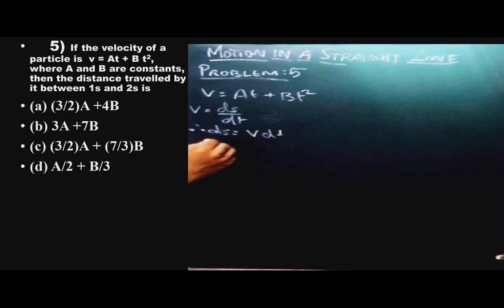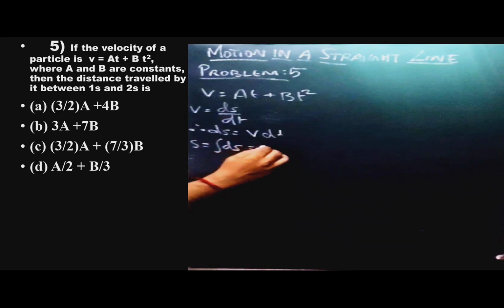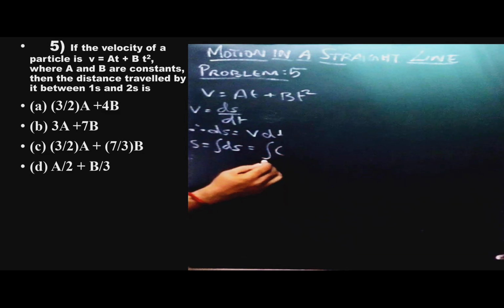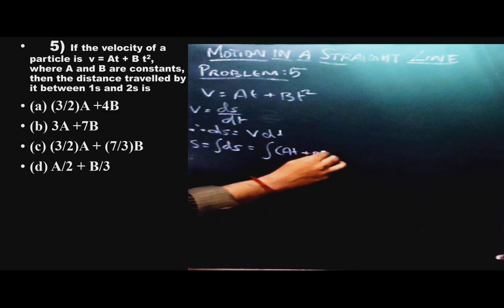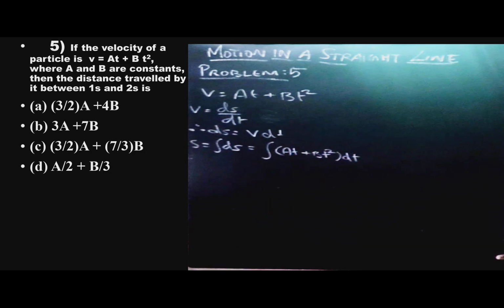Therefore ds is equal to v into dt. Therefore s is equal to the integral of ds, that is nothing but the integral from 1 to 2 of at plus bt square into dt. I am going to substitute the limits. The limits will be from 1 to 2.